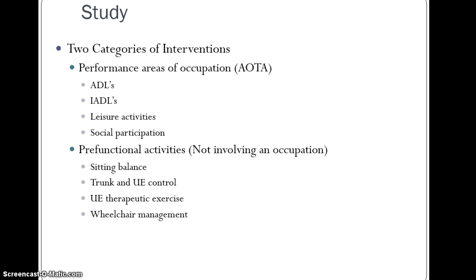So the study involved looking at two categories of interventions. The first category was the performance areas of occupation as identified by AOTA that included ADLs, instrumental ADLs, leisure activities, and social participation. The second broad category was pre-functional activities. These were activities that did not involve an occupation. Some of the activities recorded were sitting balance, trunk and upper extremity control, upper extremity therapeutic exercise, and wheelchair management.